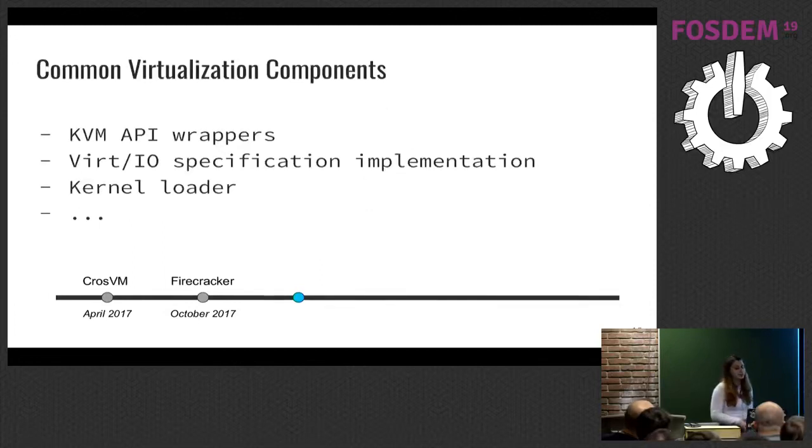Now, they're different, we talked about it, but still there are some common virtualization components. Because they are both built on top of KVM, they have the KVM API wrappers. They have a block device and network device, so they have a similar implementation of the specification. And because they are both lightweight VMMs, they have a minimal kernel loader. And there are some other components as well.